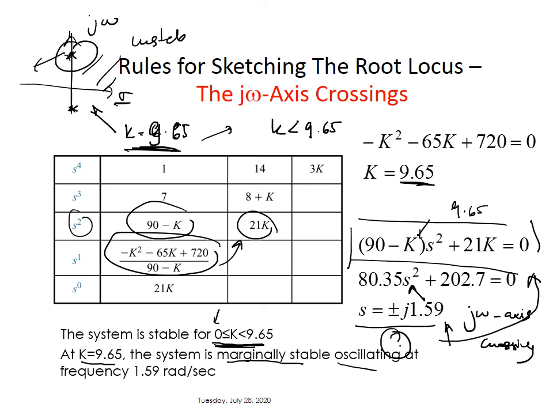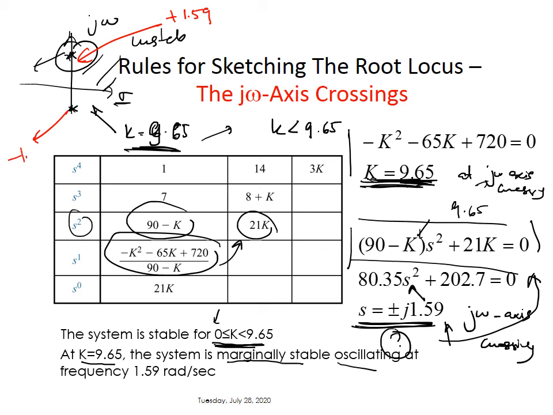Okay, get it? So the first part is basically to get the value of k. So there we go, we get the value of k. It will be at j omega axis crossing for k equals 9.65. And what is the value of the j omega axis crossing? The value of the j omega axis crossing is at plus minus 1.59. So this point, if I get another color, is basically plus 1.59. This point is minus 1.59 j omega j, right? So this is basically the value of oscillation.